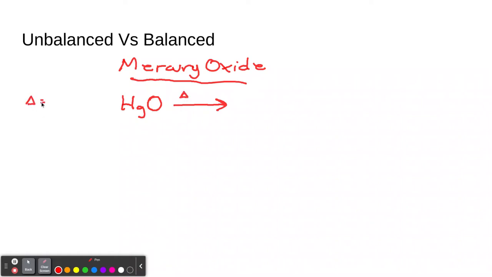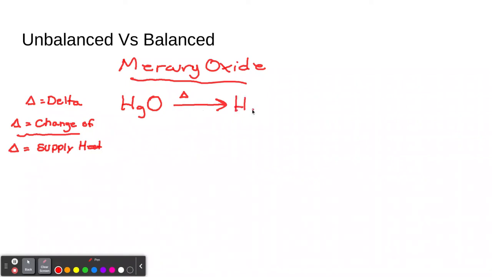That's the Greek letter delta. In math, you would have seen it as meaning the change of when you've done slope. Remember in algebra? But for chemistry, that just means that you have to supply heat. So this reaction won't work without heat. So heat has been supplied, and you will get mercury plus 2 oxygen. And by the way, O2 is what we breathe. We breathe in O2.